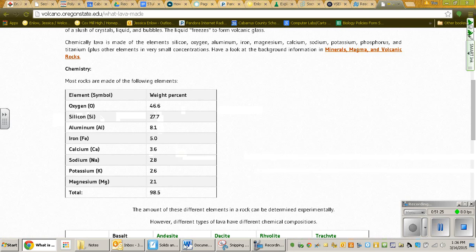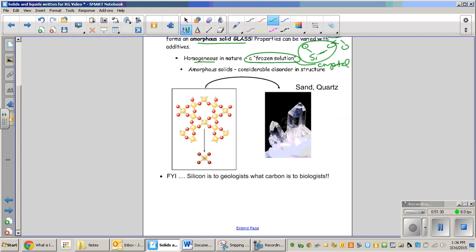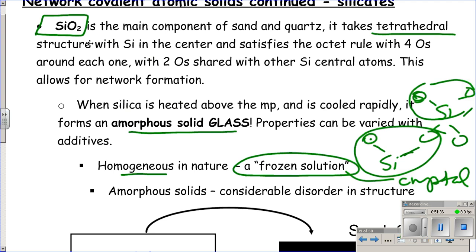Okay. Yep. All right. And this was funny to me. Silicon is the geologist's carbon. Carbon is the biologist's. Yeah, I thought it was funny.